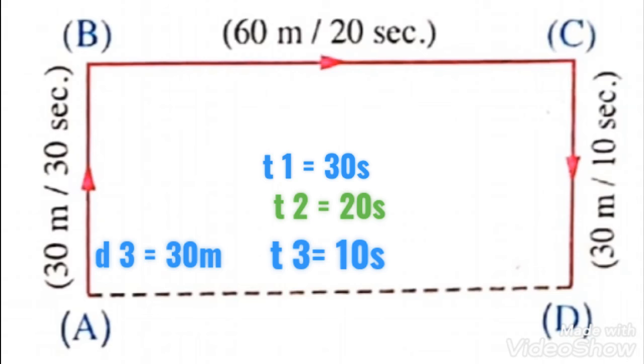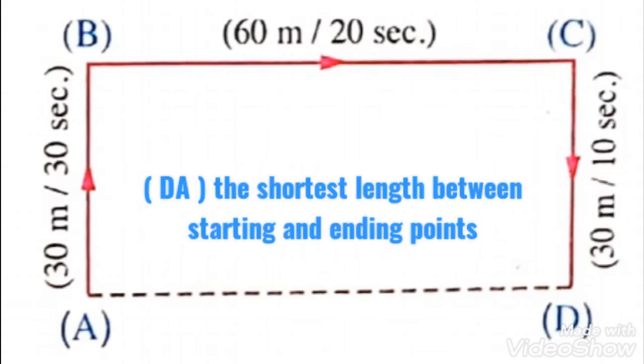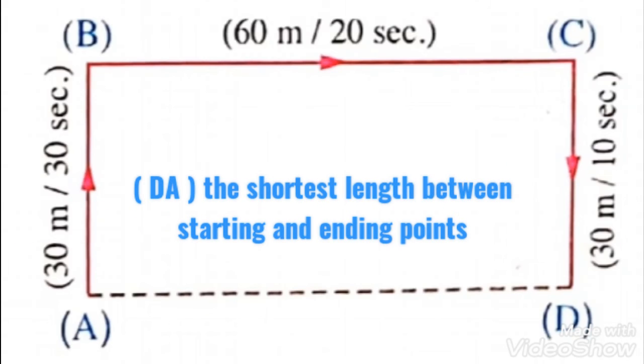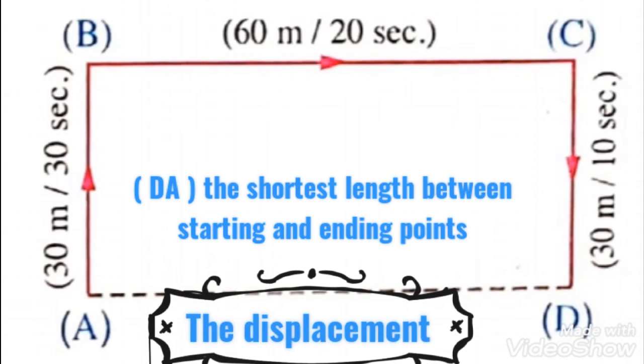What about the length from D to A? It completes the drawing; it's imaginary and isn't mentioned inside the problem. So it's considered the shortest length between the starting point and the end position. So it's the displacement.